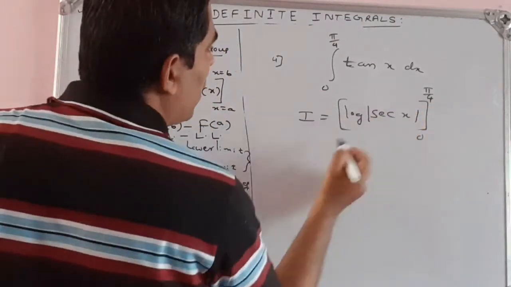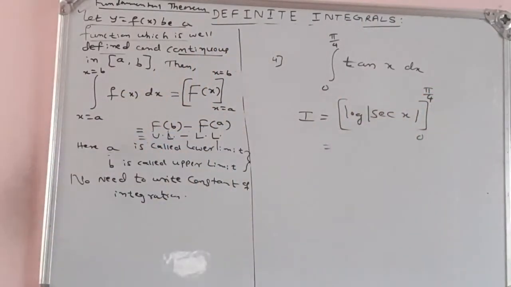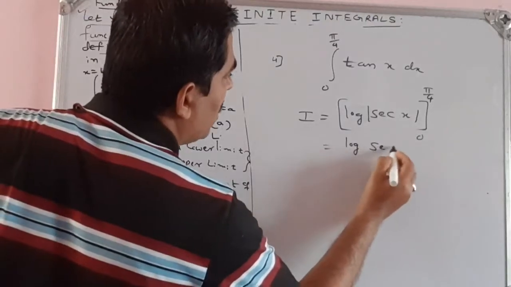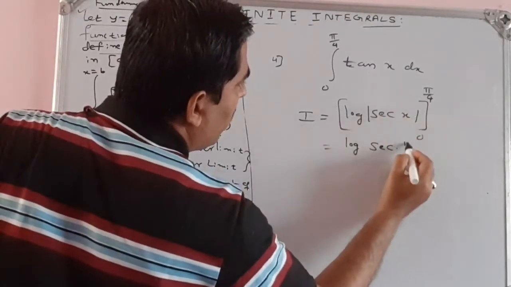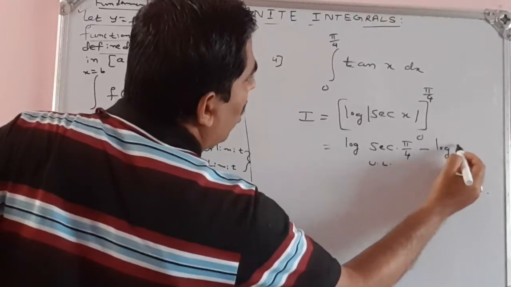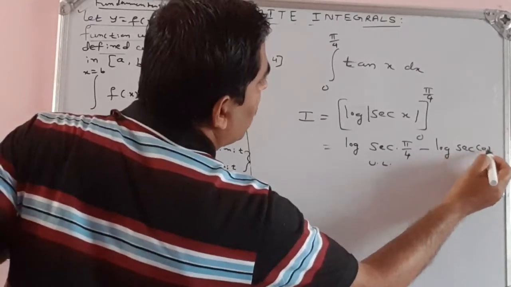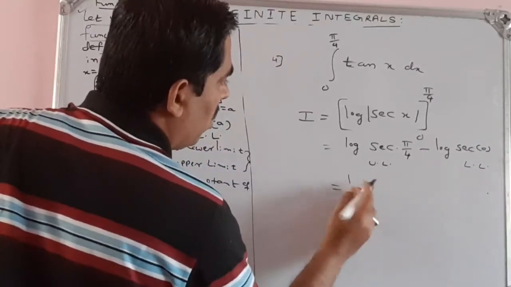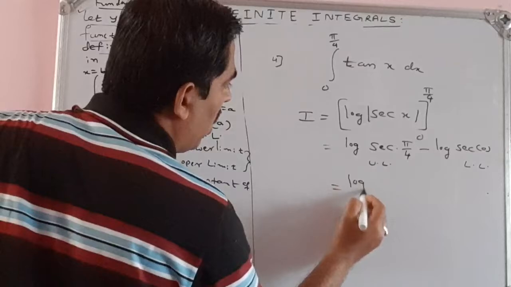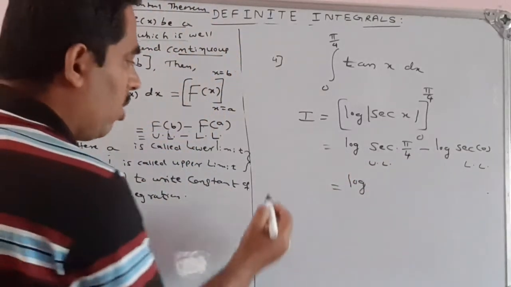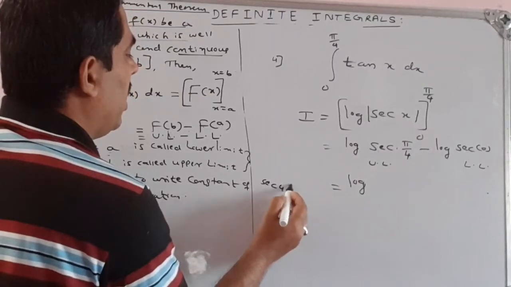Now you take the upper limit and lower limit. What is the upper limit? Log of secant, upper limit means I have to substitute pi by 4. This is the upper limit. Minus the lower limit, log of secant 0. This will be my lower limit. We'll write log only. Log of secant pi by 4 means secant 45. So the value of secant 45.